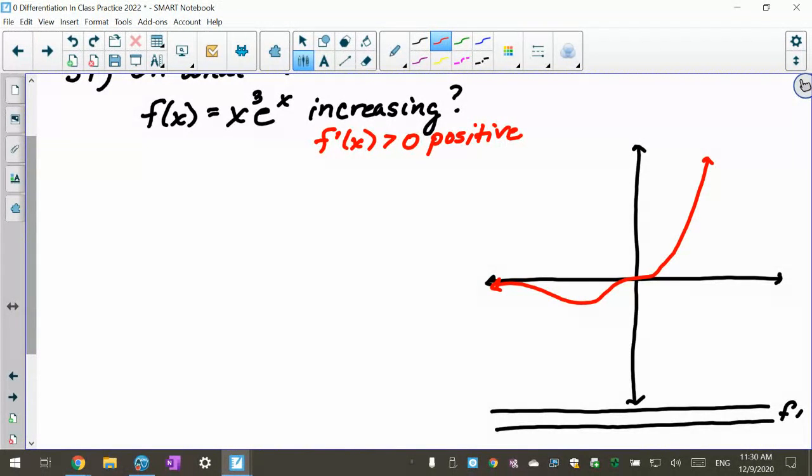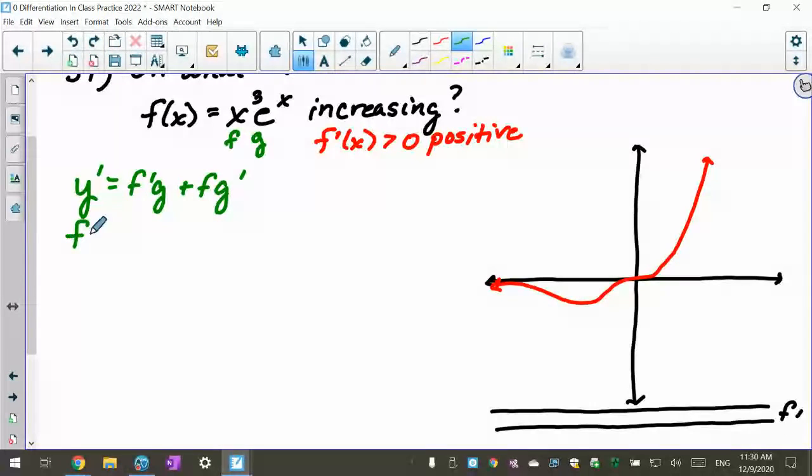So we're going to do the work over here to justify how our graph looks. The first thing we're going to do is find f prime of x. Now I see this is a product, so this is going to be my f and my g. And I know the product rule is y prime is f prime g plus f g prime. And I'm just going to set up my f and g's.